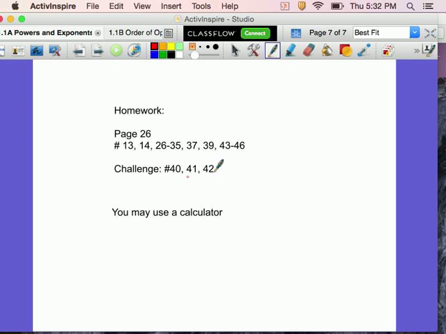Okay, your homework is here, a couple challenge problems since this is the basics, and you may use your calculator for this assignment. Make sure you read the directions carefully and some of the first problems are really basic.